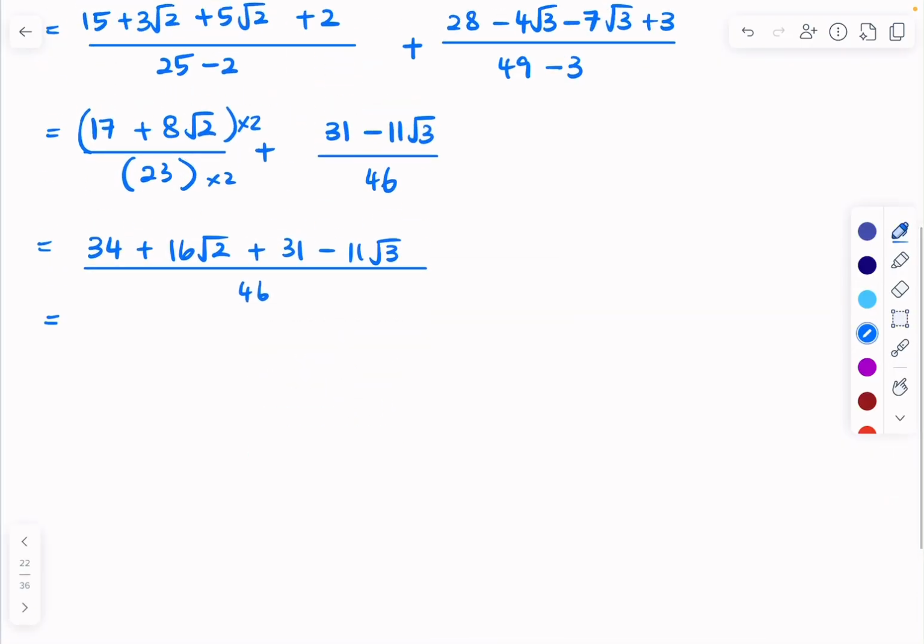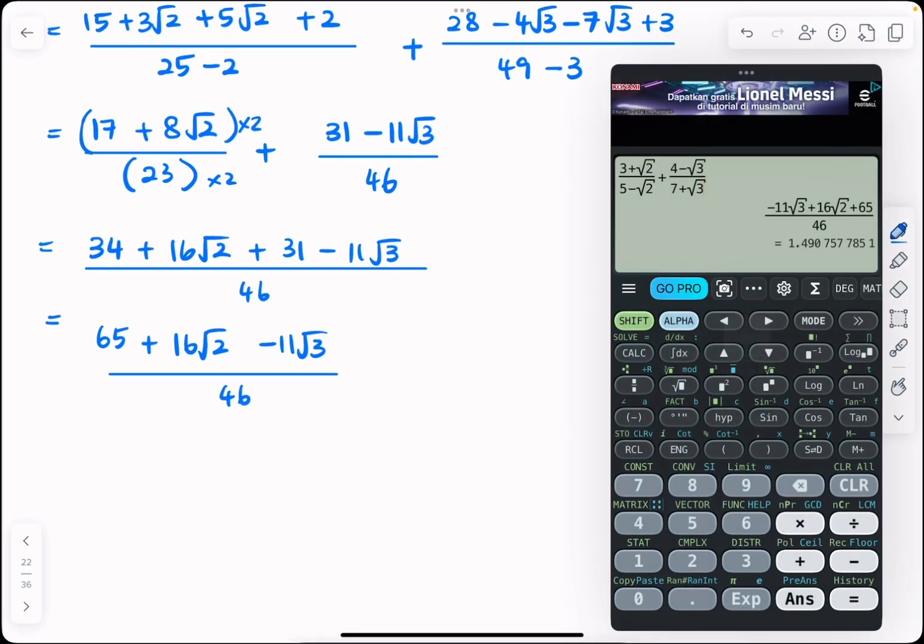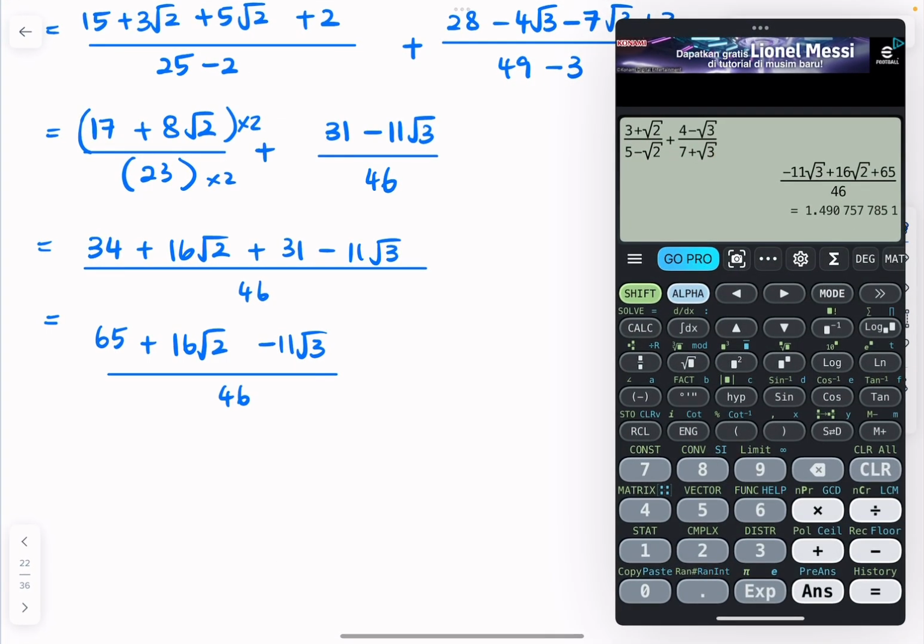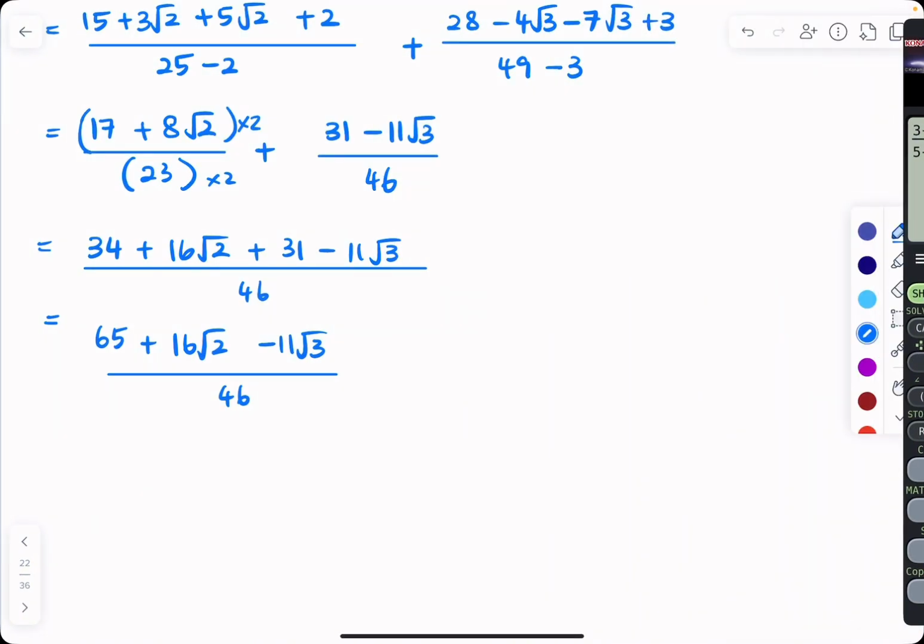Alright. So now 34 plus 31 is 65. Then this one √2 and √3 different. Apples and oranges. Cannot plus. So we just write it as it is. Over 46. Let's check with our calculator's answer. Did we get the same thing? Oh, same thing. That means we've done it correctly.